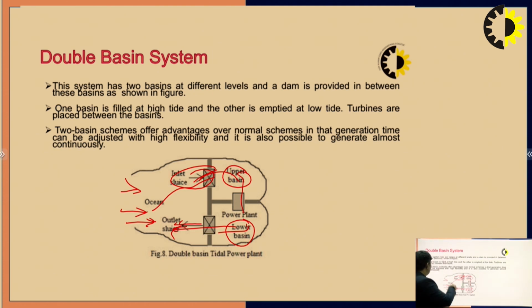So one basin is filled with the high tide, and the other is empty, or at low tide. And the turbines, you can say, are placed between the basins. So these are the turbines placed between both basins, right? These work continuously, and the two basin scheme offers an advantage over the normal schemes: the generation time can be adjusted with high flexibility, and it is also possible to generate almost continuously. So this double basin system gives a continuous supply of electricity, and we can say it is the best system for this.